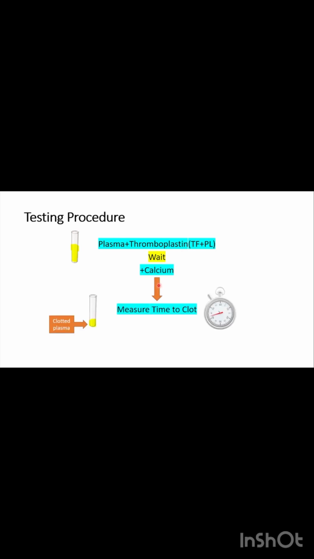Let us see the testing procedure. To the platelet poor plasma, we are going to add thromboplastin. Now thromboplastin is the source of tissue factor and phospholipid. You add this, then add calcium to it, and you measure the time to clot. The clotted plasma is the end point of measurement.